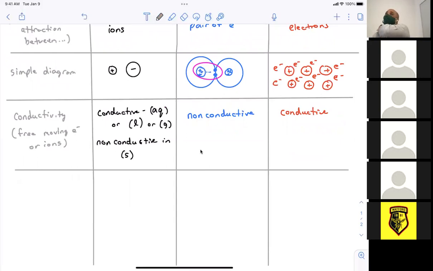So remember, to have conductivity, you have to have free moving ions or electrons. But in a covalent bond, the electrons are secured between the two atoms when they're sharing. So those electrons cannot transmit electricity. And because they're sharing electrons, there's no ions being produced in this covalent molecule. So there's no way the electron could pass through that either.